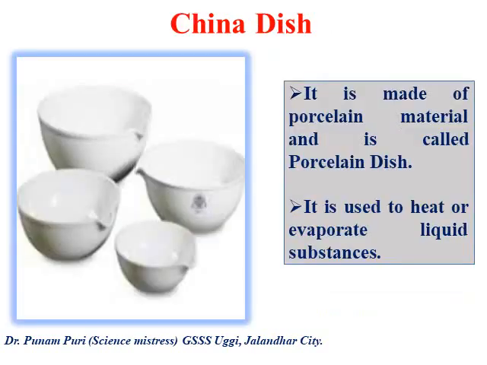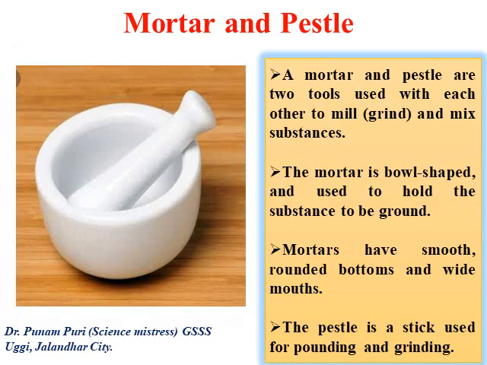China dish. It is made of porcelain material and is called porcelain dish. It is used to heat or evaporate liquid substances. Mortar and pestle. A mortar and pestle are two tools used with each other to mill or grind and mix substances. The mortar is bowl-shaped and used to hold the substances to be ground. Mortars have smooth rounded bottoms and wide mouths. The pestle is a stick used for pounding and grinding.